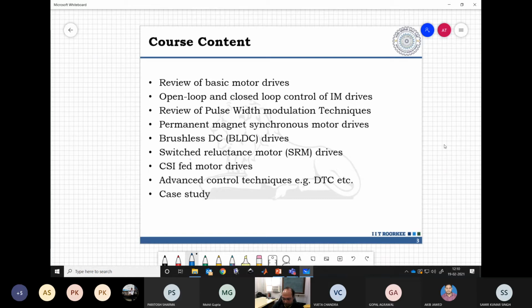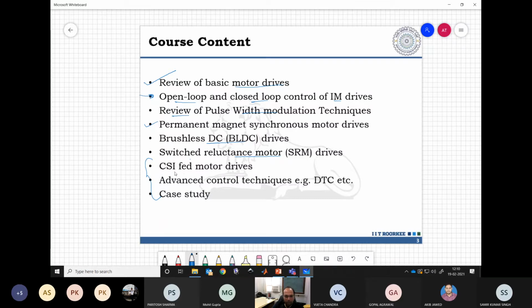Now this is the course content which I'll be largely covering in the next 41 classes. This is something like a review of basic motor drives which you have studied in the previous courses, and we will have a more thorough understanding about the open loop and closed loop control of induction motor drives. We will review some of the PWM techniques which are quite popular, like sine triangle, space vector and all these things. Then we will have some discussion on PMSM motor drives, the BLDC motor drives, SRM drives, and in the later part of the course, we will go towards some of the advanced things in motor drives.